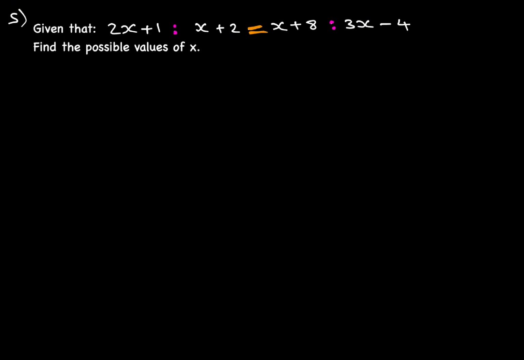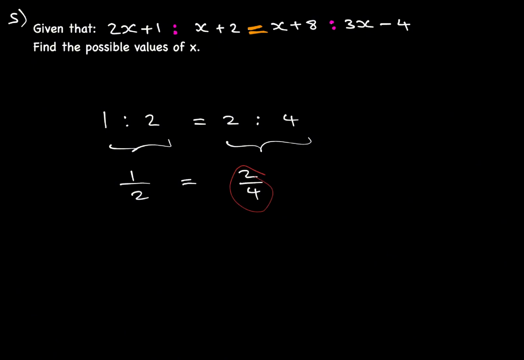In this question, we are going to be dealing with equivalent ratios. Now, I want you to consider 1 to 2 and an equivalent ratio. So I'm just going to use 2 to 4. We can write this ratio as 1 over 2, and write this ratio as 2/4. Now, hopefully, you should recognize that 2/4 is equivalent to 1/2 anyway. So we are going to apply this concept to our ratios.